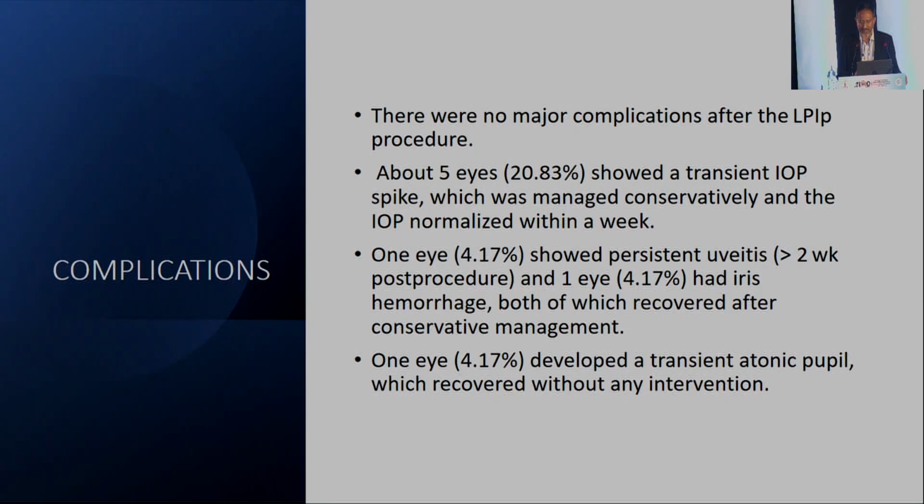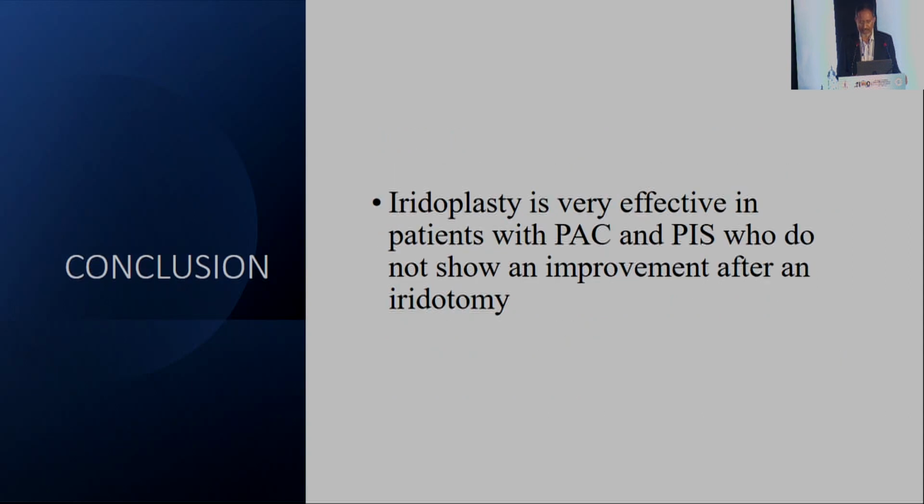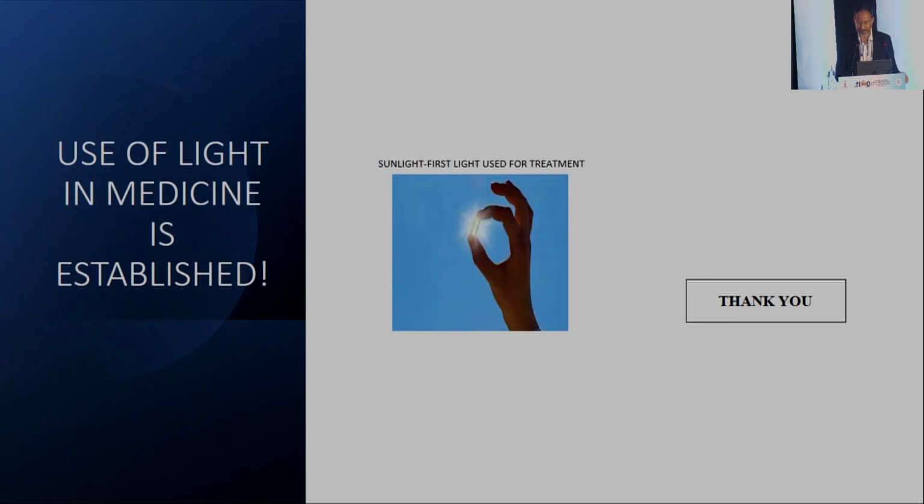In 5 eyes, 20% showed a transient IOP spike, which was managed conservatively. One eye showed persistent uveitis, which was also managed medically, and 1 eye developed a transient atonic pupil, which recovered without any intervention. So to conclude, iridoplasty is very effective in patients with PAC and plateau iris syndrome who do not show any improvement after an iridotomy. Thank you.